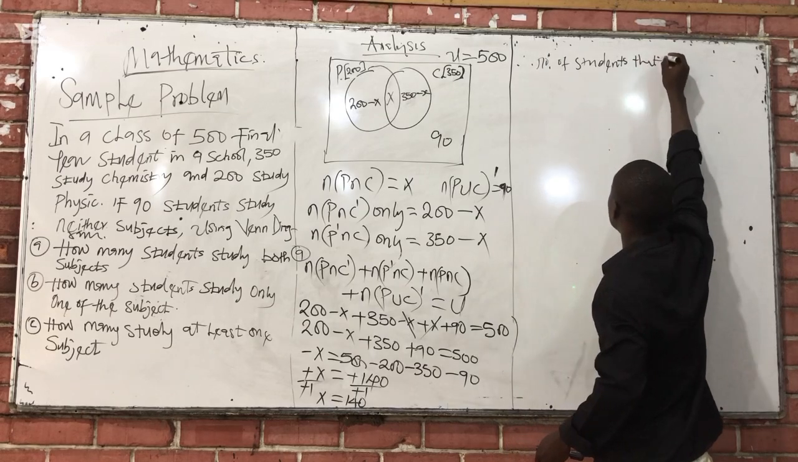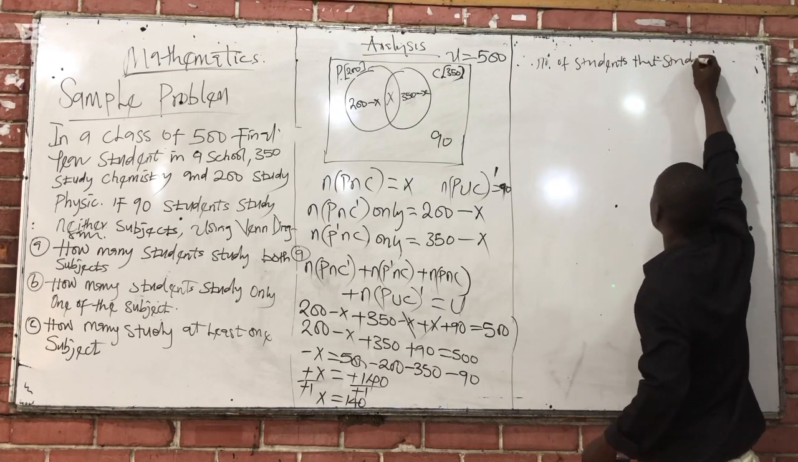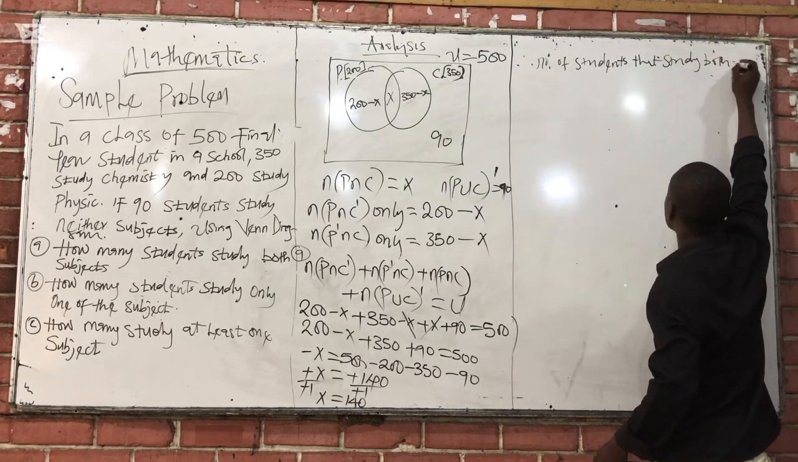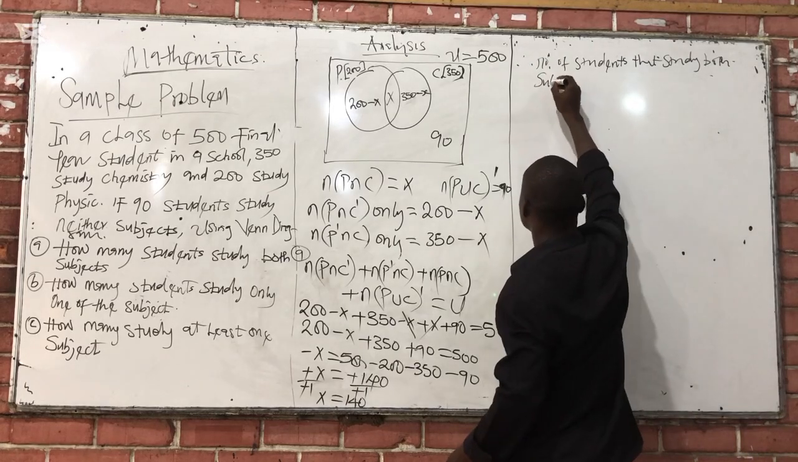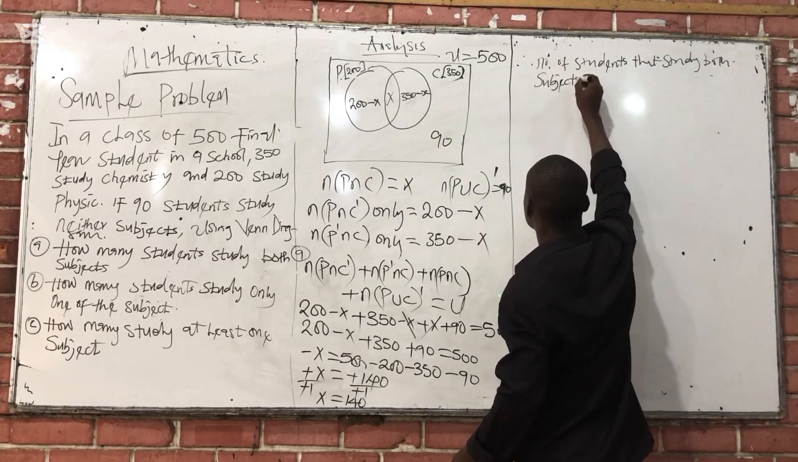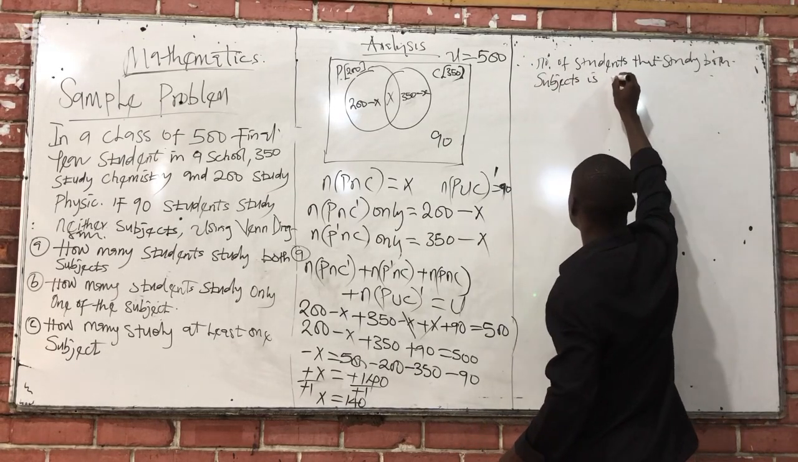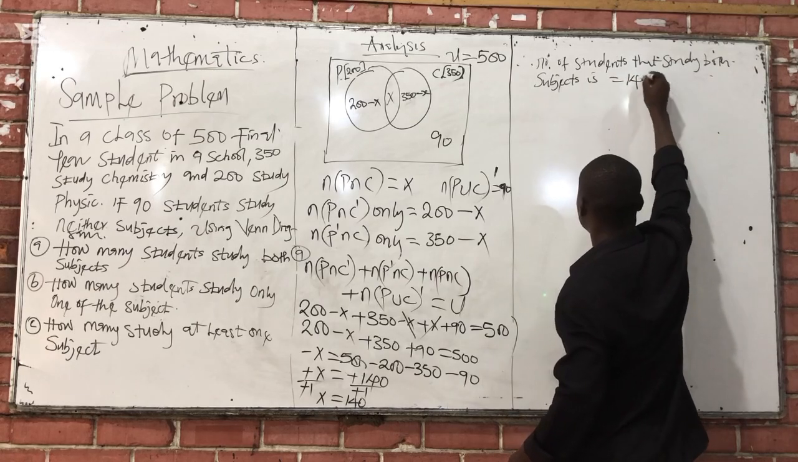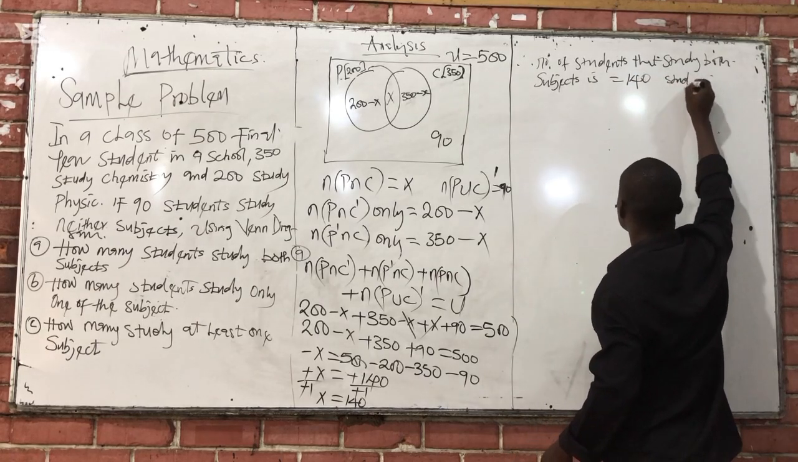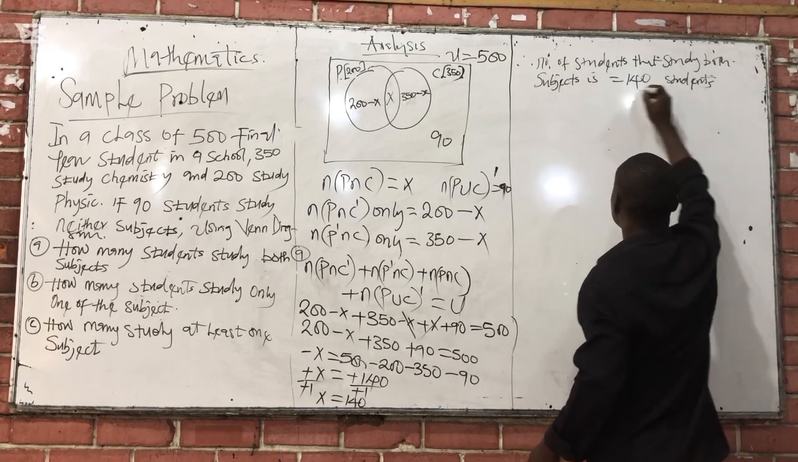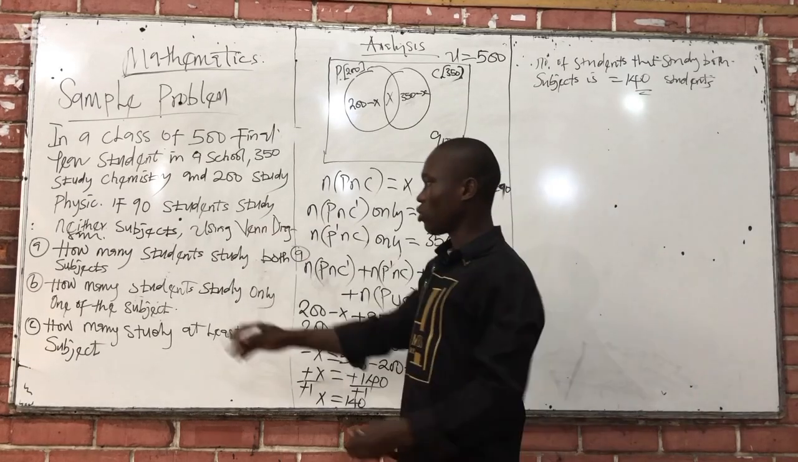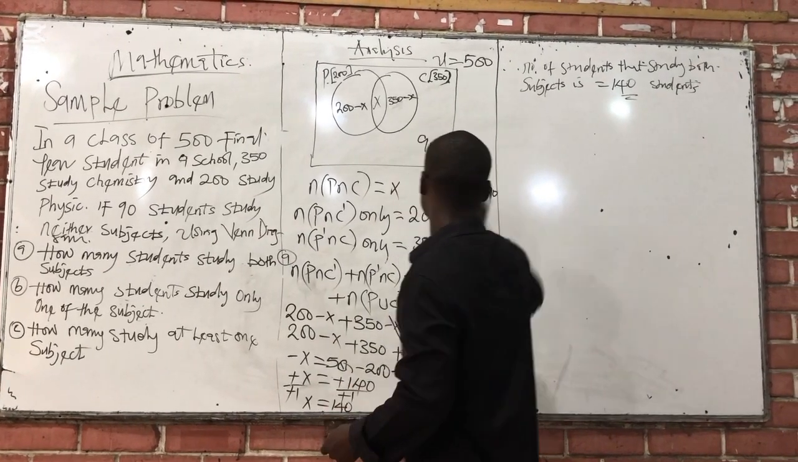So you can conclude this by saying that, therefore, the number of students that studied both subjects is equal to 140 students. So that's the answer for A. So we are going to rush quickly to B.